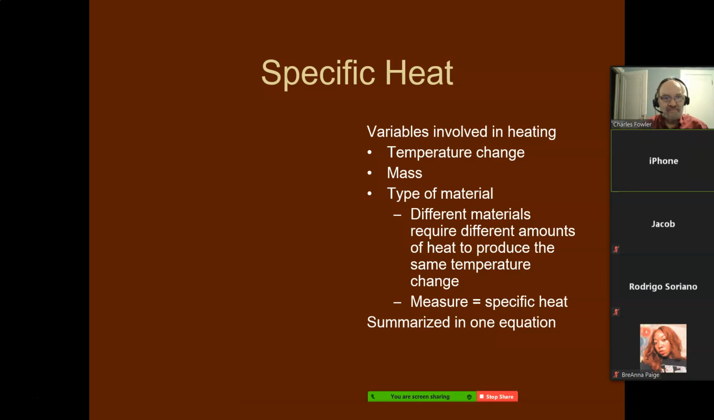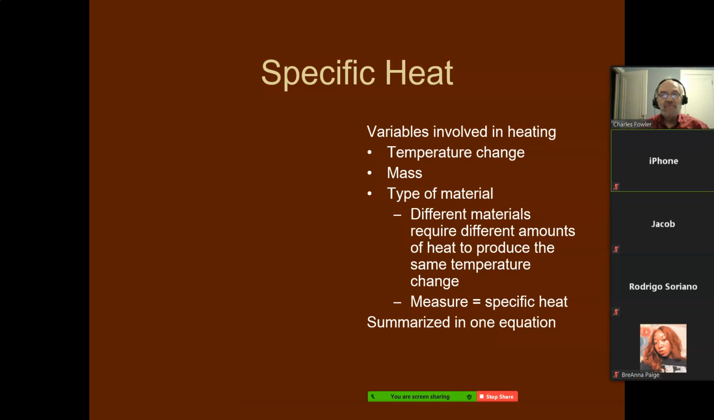Okay. Now, let's move on to specific heat. Now, there are several variables involved in heating something. Okay? I believe you're getting feedback from my talking into your iPhone, so you might want to mute your iPhone, Thomas. Okay, good deal. Nope, not quite. All right, yeah, there you got it.